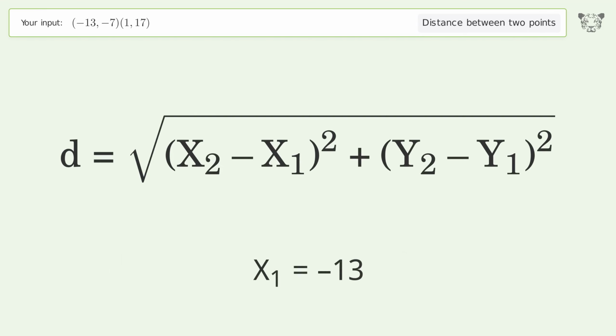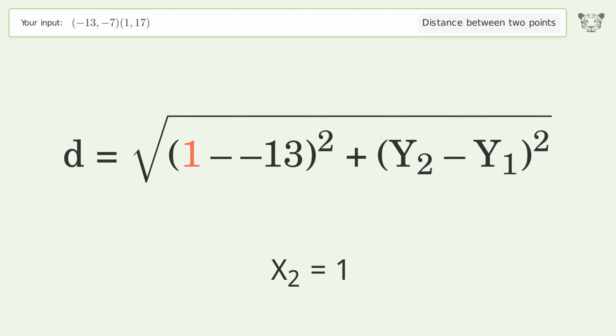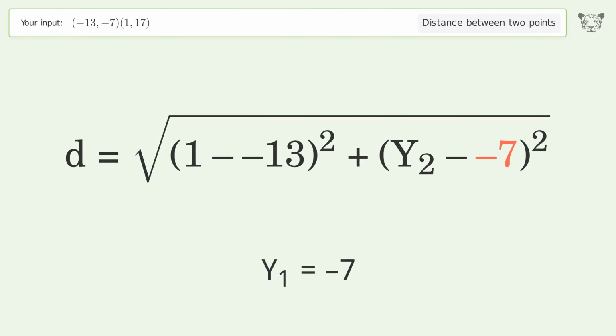x1 equals -13. x2 equals 1. y1 equals -7. y2 equals 17.